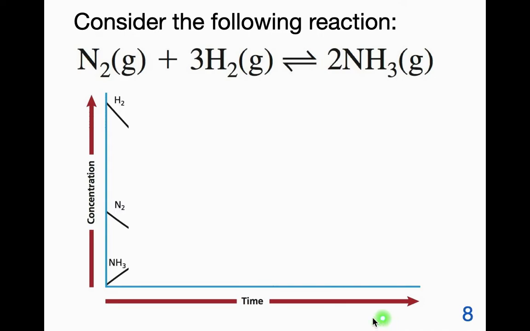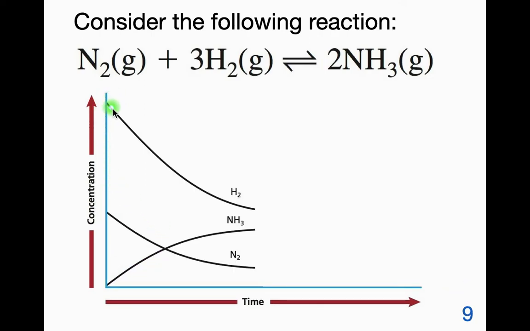Okay, now let's say at the very beginning we have this amount of hydrogen, this amount of nitrogen, and no ammonia. And as time goes by, of course, the reactants are being used up, so they go down, and the product is forming, so it goes up.